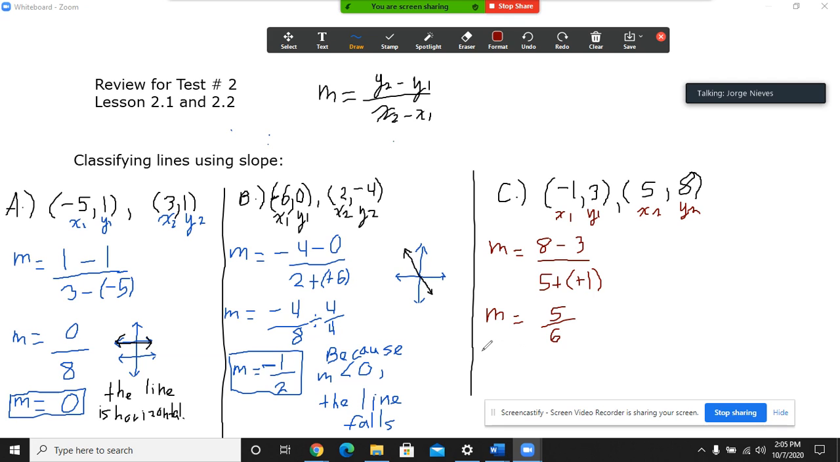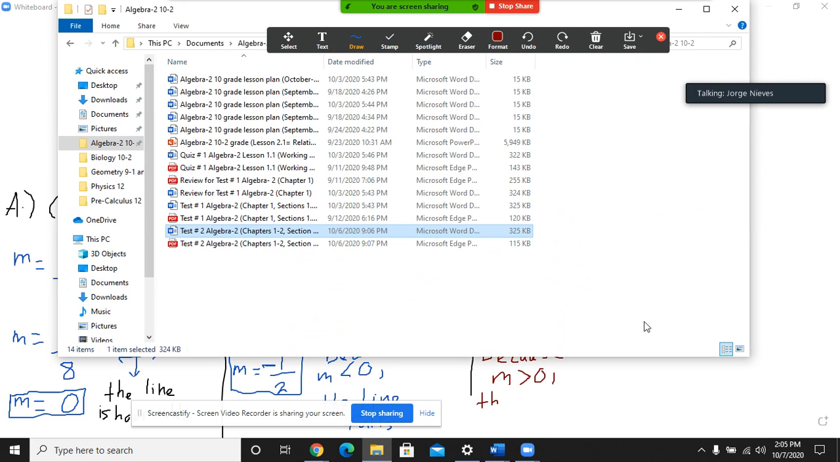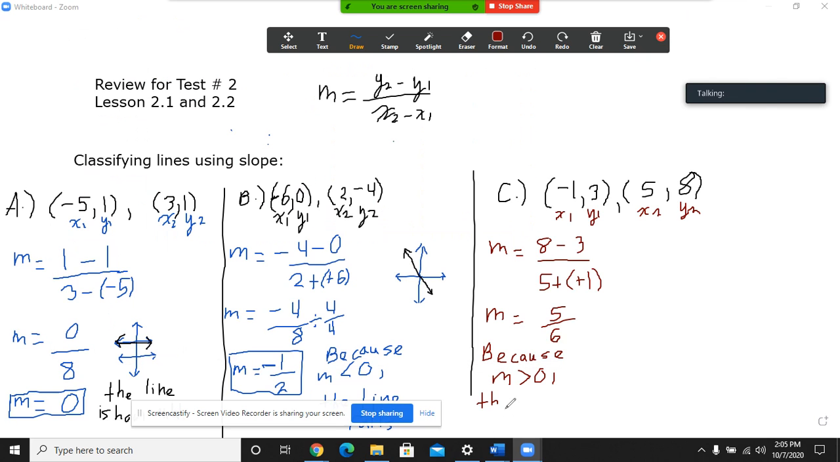So we got that the line is, tenemos una línea, ¿verdad? That rises. Okay. Una línea que está creciendo. Okay. So we can say because m is greater than 0, ¿se da cuenta? Si es mayor que 0, ¿qué decimos? Que es positivo, ¿verdad? En este caso. So because m is greater than 0, the line rises. Okay. ¿Dudas, preguntas hasta aquí? Ok, hasta aquí. ¿Estamos bien? ¿Puedo borrar esto?